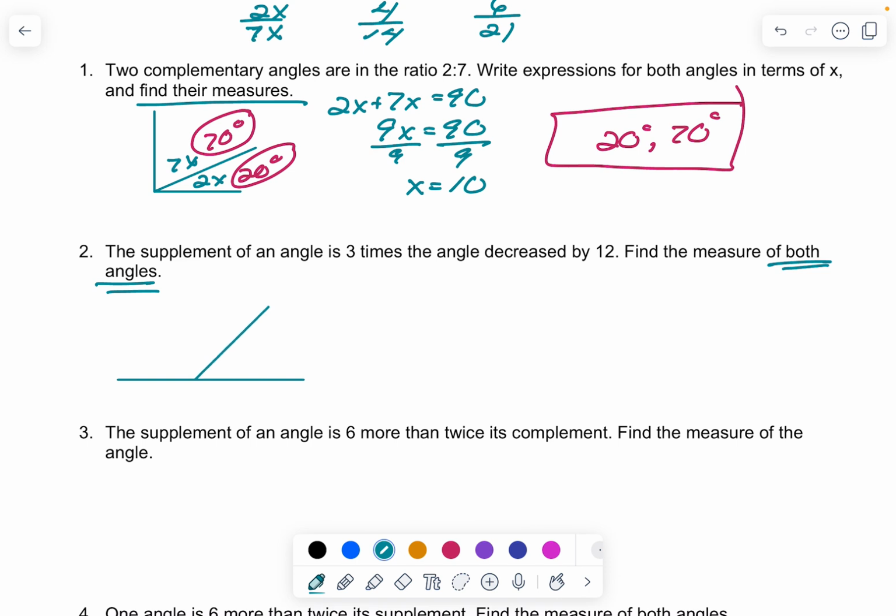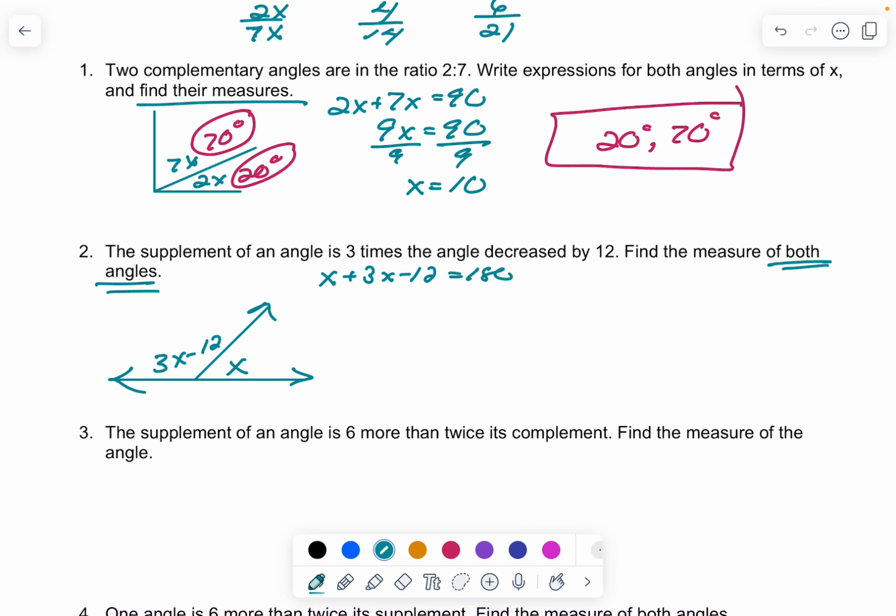That is, basically we have two angles that are supplementary. So the supplement of an angle is 3 times the angle decreased by 12. So one angle's x. The supplement is 3 times the angle decreased by 12. So you could set it up that way. When you're finding both angles, one's the supplement of the other. And if that's the case, then we can do this.